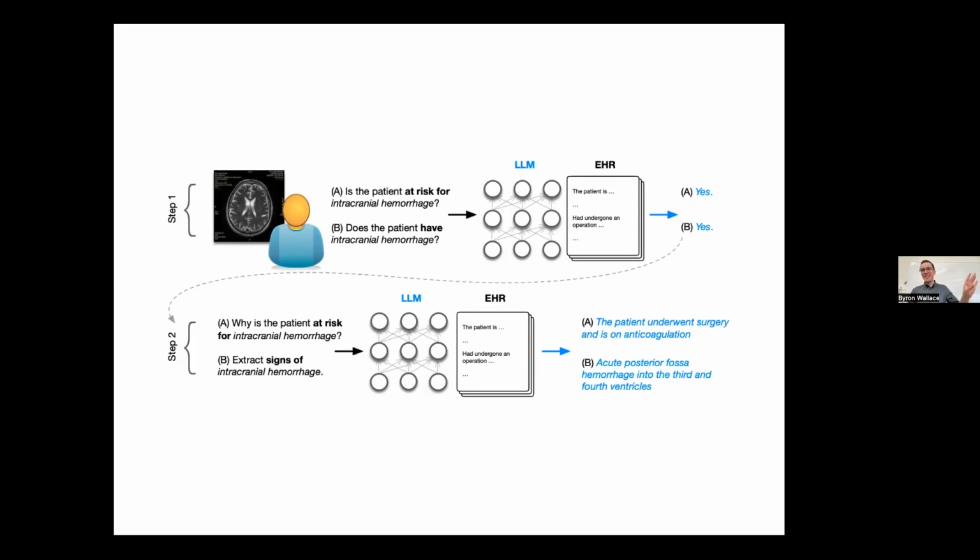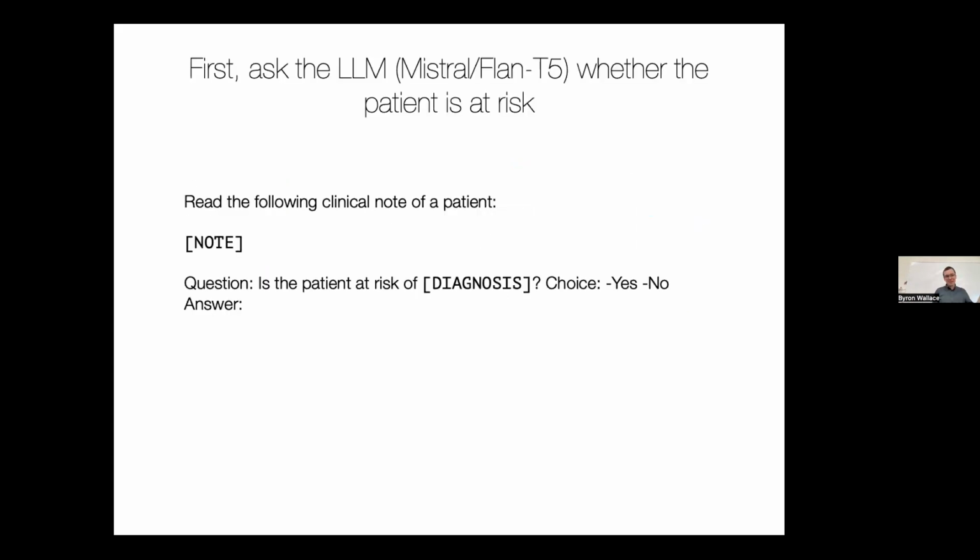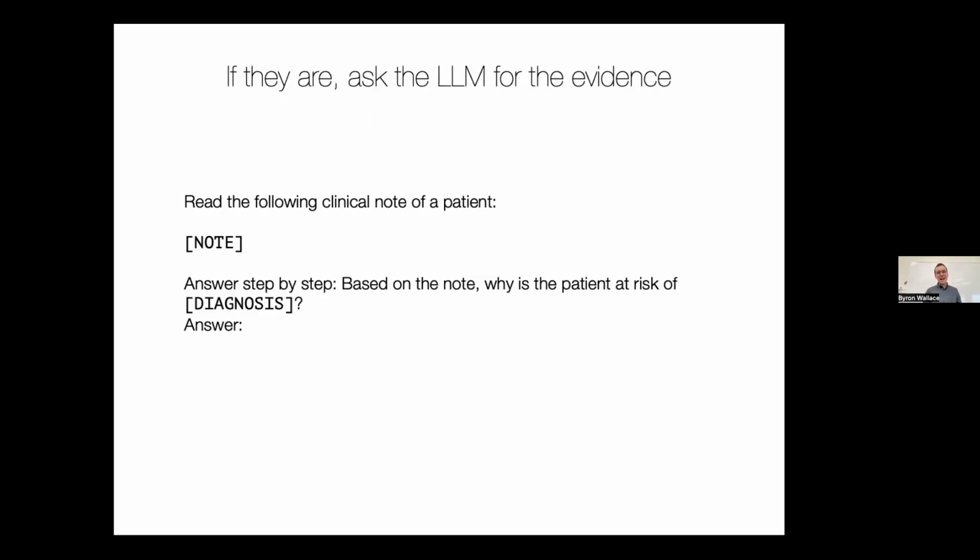It's very simple. And a little bit more concretely, we've done this with Mistral and Mistral Instruct, and Flan T5. We say, read the following clinical note of a patient. Here's the note. Is the patient at risk of some diagnosis, initially hypothesized by Jeff, like a hemorrhage? And then we ask, okay, why?